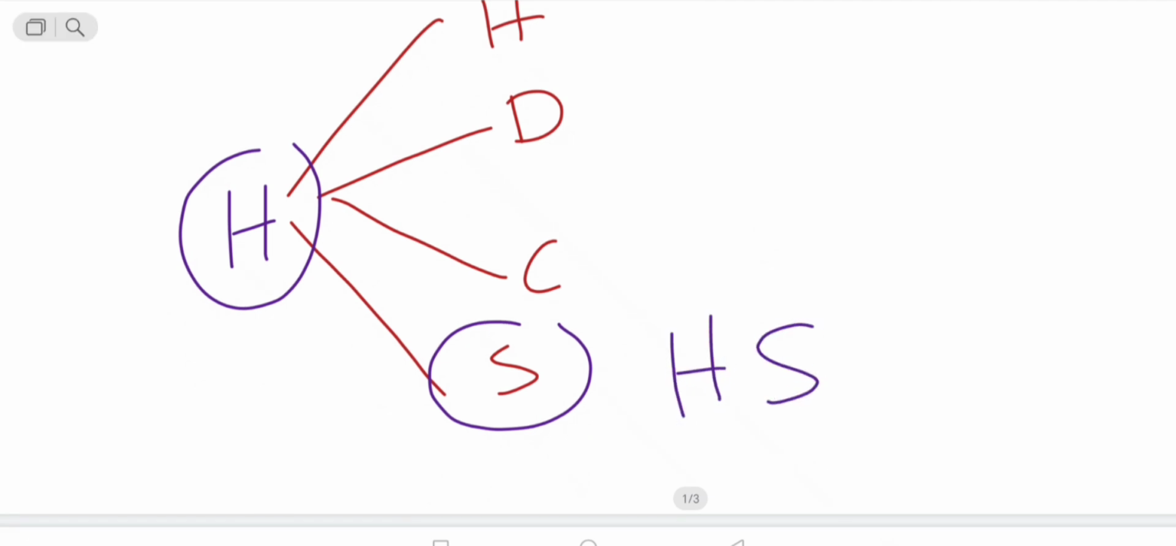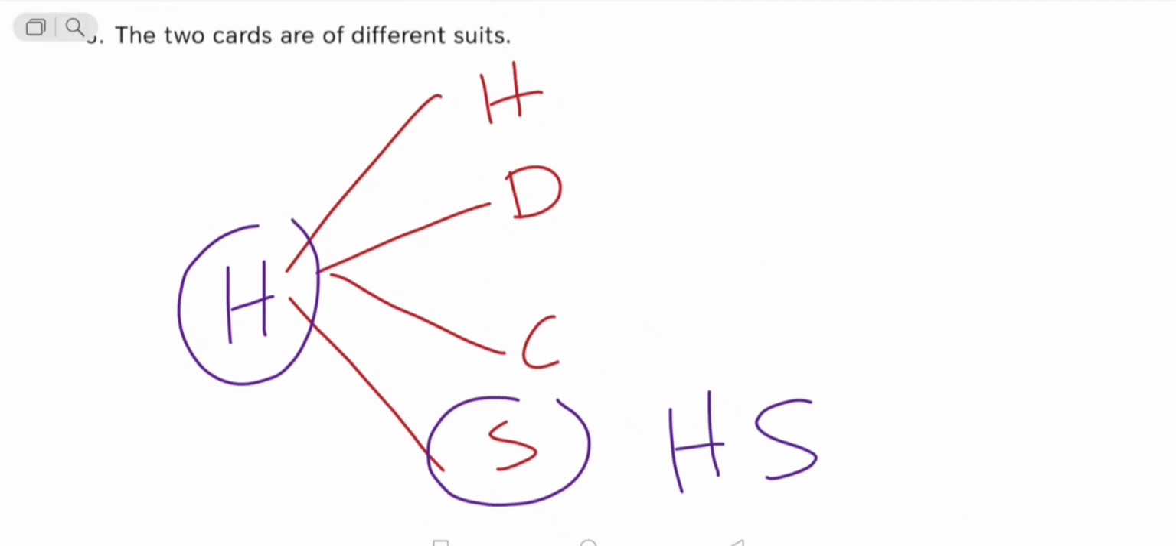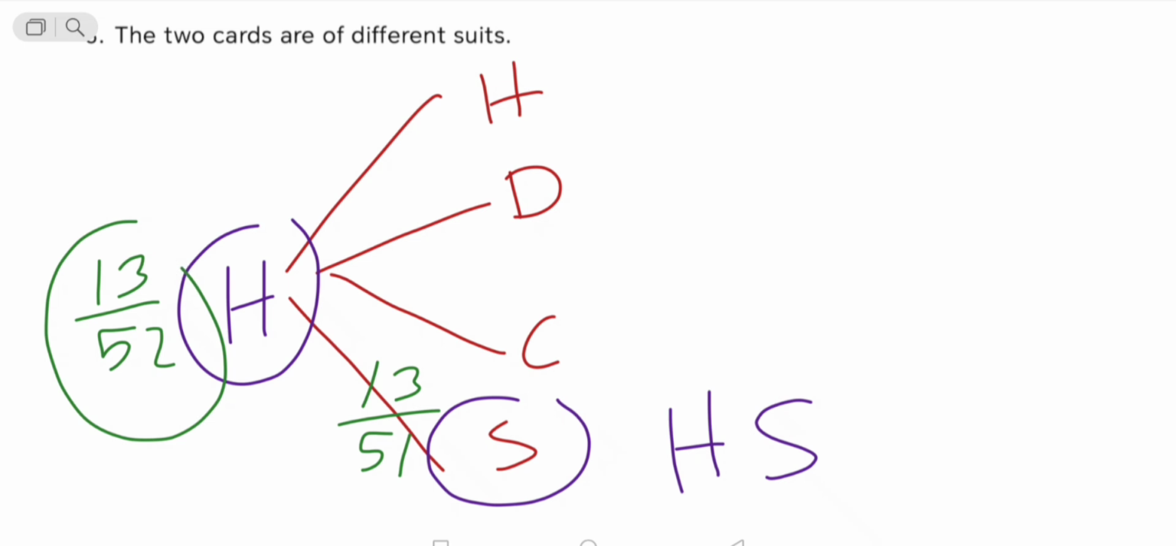If the first one is heart, how many hearts are there? Out of 52, we have 13 out of 52. We have already drawn one, so the remaining are 51. From 51, how many spades are there? Spades also 13, so 13 out of 51. Why 51? Because we already drew one heart. So what is the probability of this?